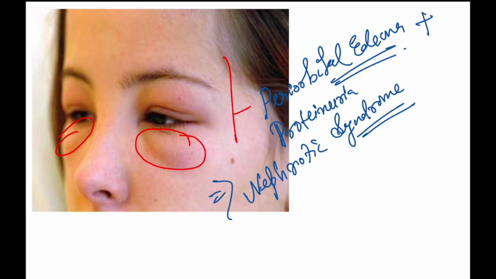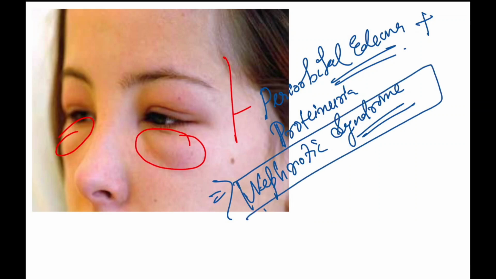Okay, so the presence of periorbital edema, generalized edema, swollen feet, along with proteinuria, massive proteinuria, if you are seeing this, that means the patient has nephrotic syndrome, because periorbital edema, generalized edema, massive proteinuria and hypoalbuminemia are basically seen in nephrotic syndrome. So massive proteinuria will be seen, as well as hypoalbuminemia.